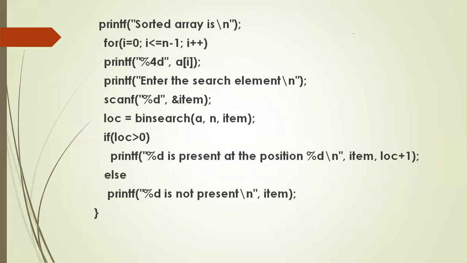Then, instead of sequential search, you write a function called bin search. Again the same parameters: a, n, item. A is the array, n is the number of elements in the array, and item is the element you want to search. If the item is present in any position, then LOC will get the corresponding position value. So LOC is used to denote the position. If LOC is greater than 0, suppose LOC gets the value 3, you display the message that the element is present in the third place. Otherwise, it shows the message that the element is not present.